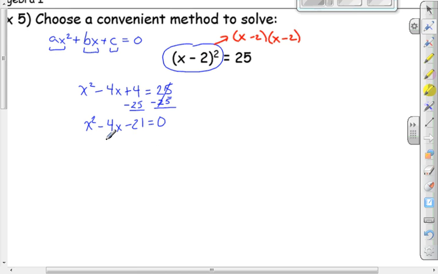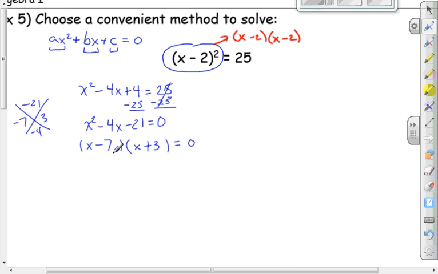This is not the difference of two squares. We have 3 terms, and only one of them is actually a perfect square. So we're going to use our trinomial factoring techniques. We need a product of negative 21 and a sum of negative 4. And the numbers that will accomplish that are negative 7 and positive 3. So this would be x minus 7 times x plus 3.